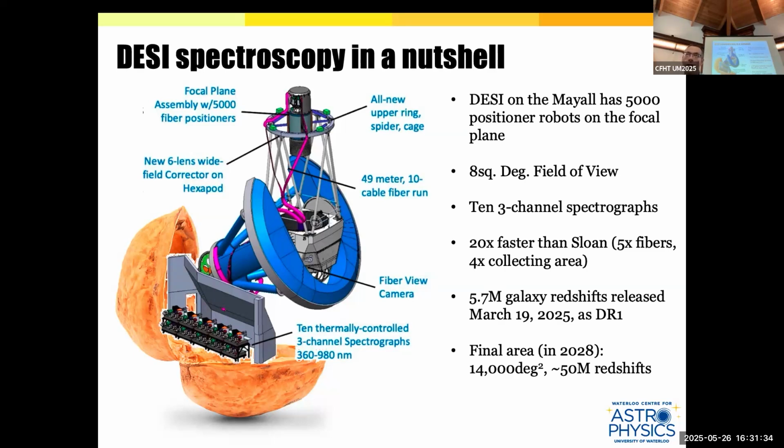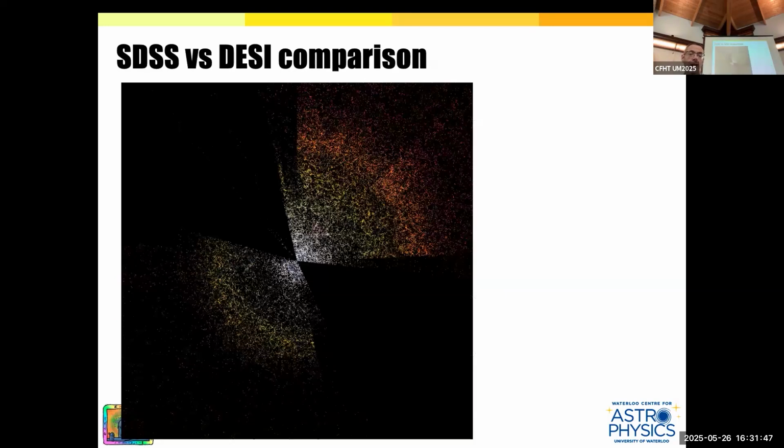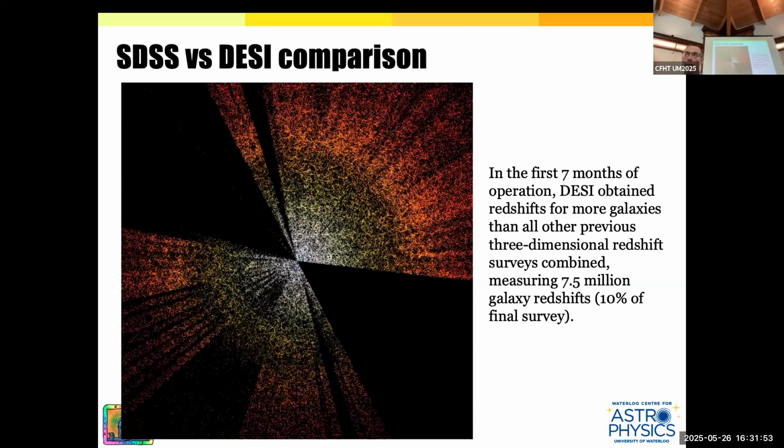So the first data is now available out there. We've released 5.7 million galaxy redshifts as of March this year as data release 1. We're aiming in total for greater than 50 million redshifts. So just to give you a visual image of that, this was the SDSS. This was DESI after 7 months, at which point it had obtained more spectra of galaxies than had previously been obtained in all of human history. And it just kept on going since then.